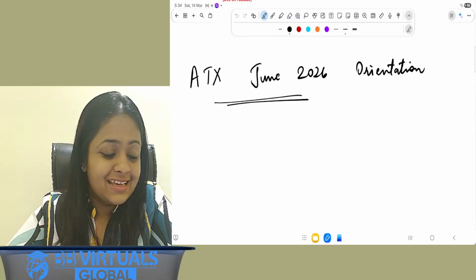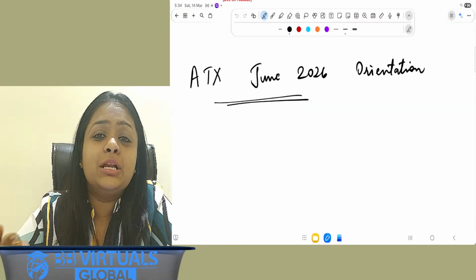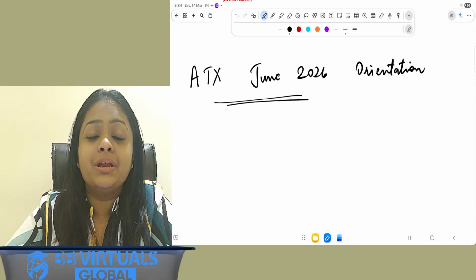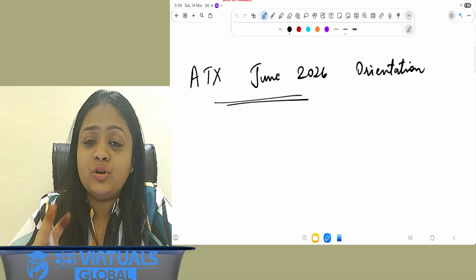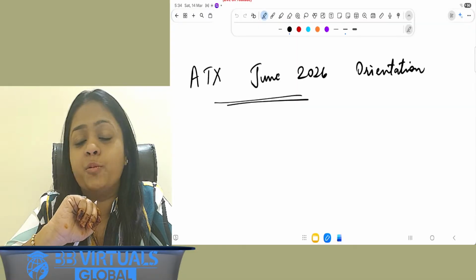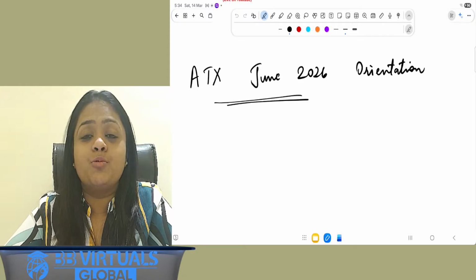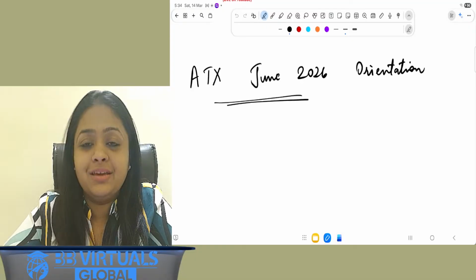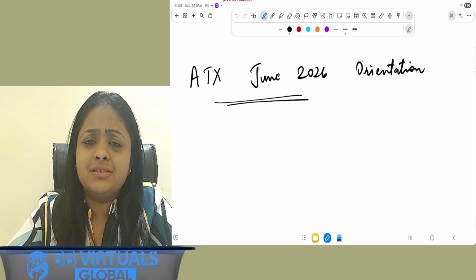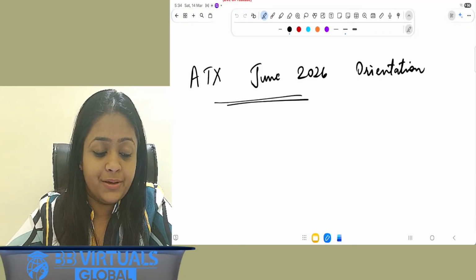ATX, that is Advanced Tax, is one of the optional papers at your ACCA strategic level. You have to choose any one of the five optional papers, and one of them is ATX, Advanced Taxation. We do Advanced Taxation in the UK here; there are various other versions of it, and we take the UK.